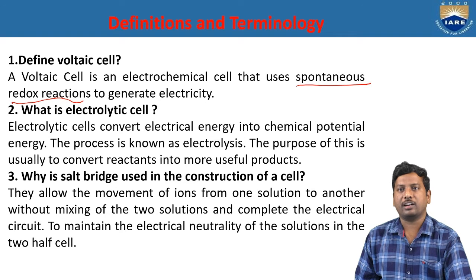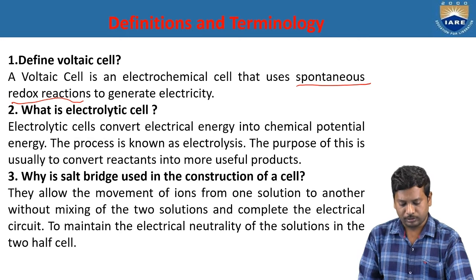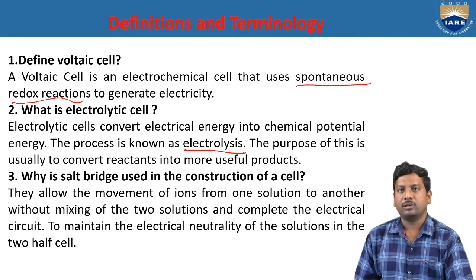And next one, what is an electrolytic cell? Electrolytic cells convert electrical energy into chemical potential energy. The process is known as electrolysis. The purpose of this is usually to convert the reactants into more useful products. For example, when electricity is passed through an aqueous solution of sodium chloride, it dissociates into individual ions, both cations and anions. That is the electrolysis process.